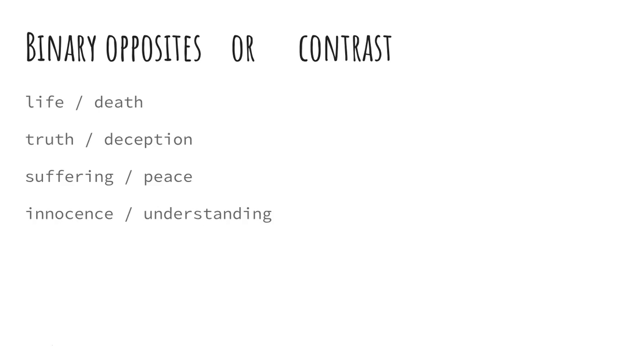Now, we were talking about contrast, and we have talked about this term binary opposites. So binaries, you have two, bi for two, and so you have these forces in the novel that are competing for the outcome of the story, of the narrative. Okay, so there's life and death, truth and deception, suffering and peace, innocence and understanding, and there are a whole heap more. It's just a matter of thinking about these things, and it depends what you're talking about.